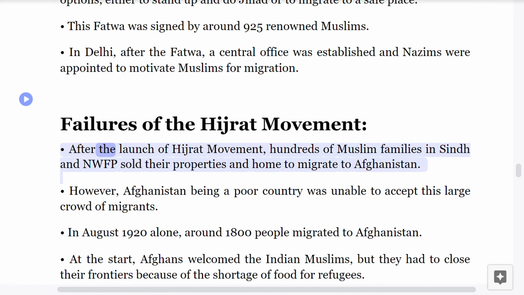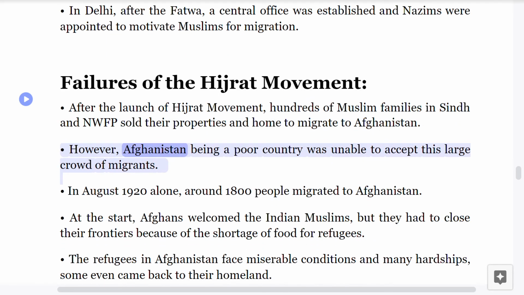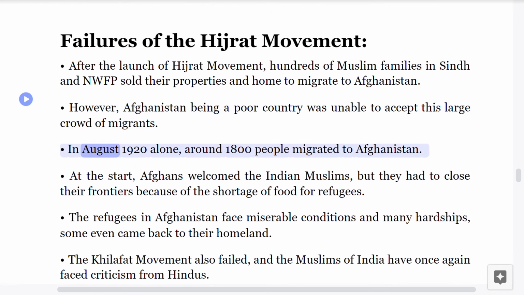Failures of the Hijrat Movement. After the launch of the Hijrat Movement, hundreds of Muslim families in Sindh and NWFP sold their properties and homes to migrate to Afghanistan. However, Afghanistan, being a poor country, was unable to accept this large crowd of migrants. In August 1920 alone, around 1,800 people migrated to Afghanistan.